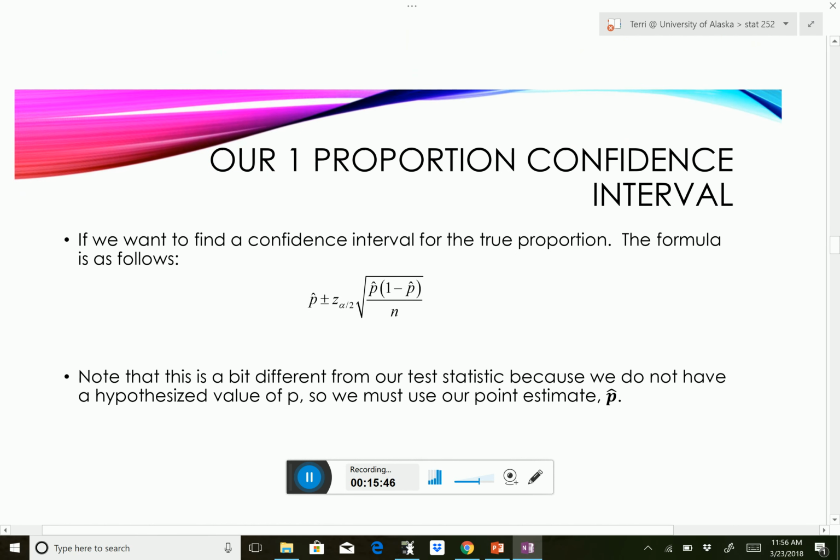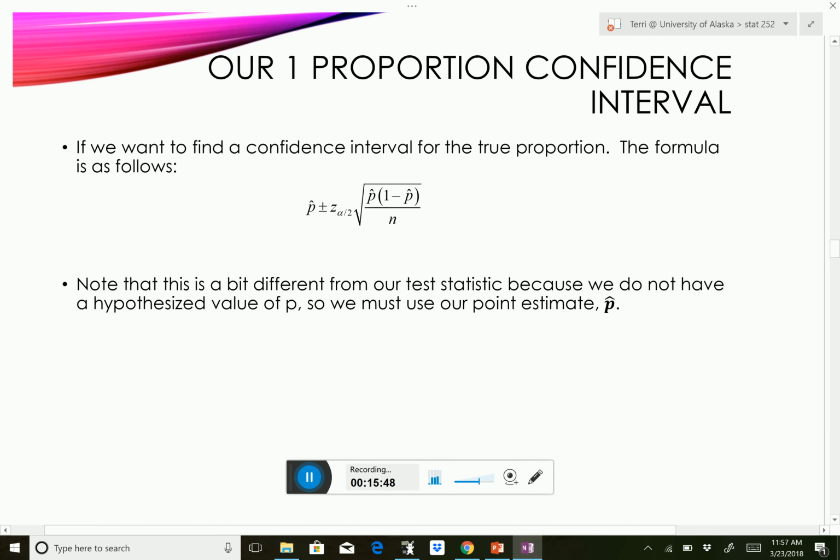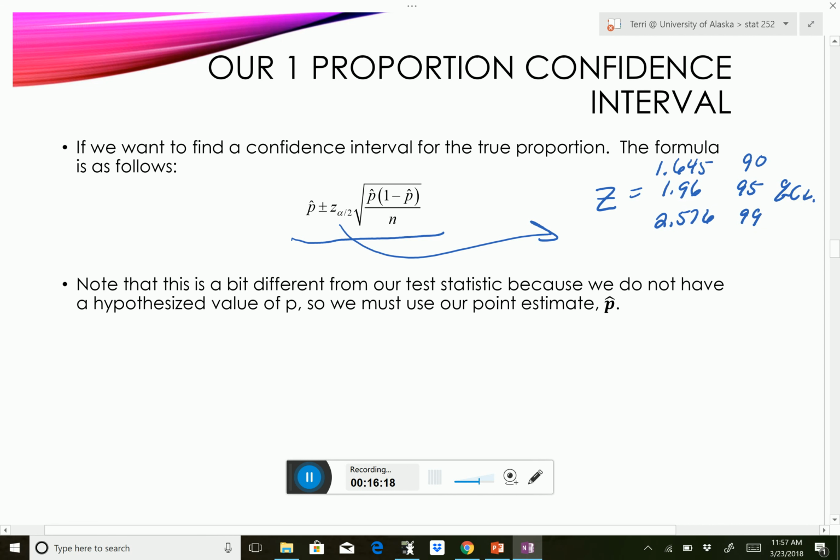So now let's move on to the confidence interval. If we want to find a confidence interval for the true proportion, then our formula looks just like this. Now notice we're a little bit different here. We go p hat plus or minus the z at alpha over 2. Remember, this is the z equaling either 1.645, 1.96, or 2.576, depending on if I have a 90, a 95, or a 99% confidence interval. Okay, so that's what the z is going to be.